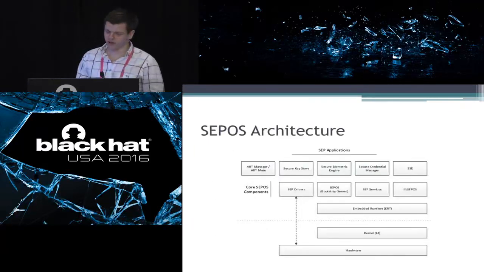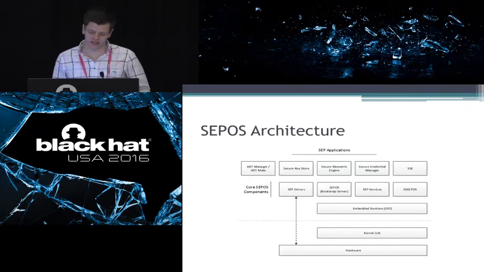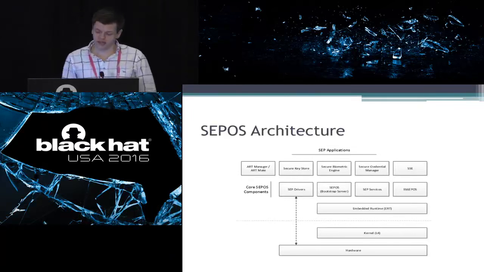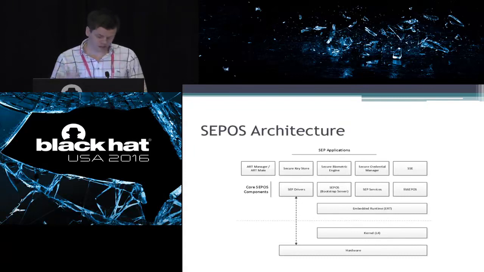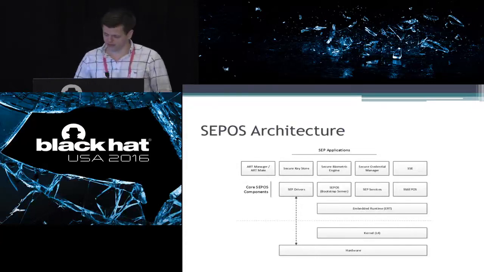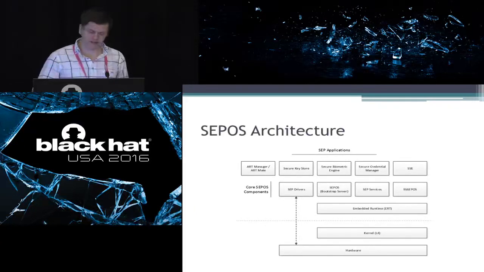This is an overview of the SEPOS architecture, where on the top you can see all the applications. The layer below has the core SEPOS components with the drivers, the services, the libraries, and frameworks. Also, there's a special root task called SEPOS, which has a Bootstrap Server. We'll go into more detail on all of these. Below it, you have the embedded runtime, which is a library that it uses to interface with the kernel itself and the hardware.